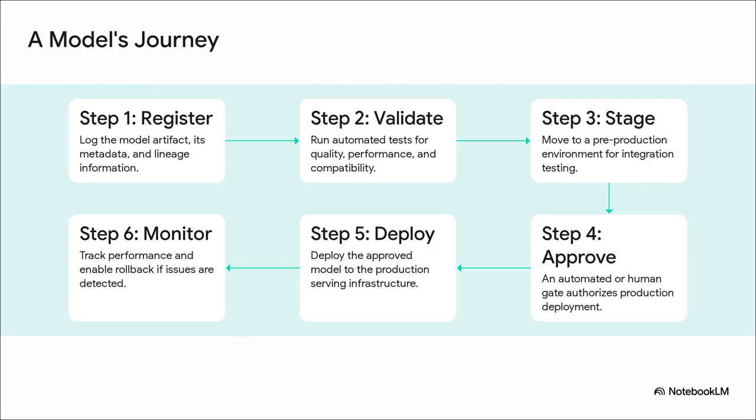Then it hits validation. This is your automated quality check, catching problems early. If it passes, it moves to staging for more intense, real-world testing. Only after getting through an approval gate, that final green light, does it finally move into production. And this last part is absolutely critical. It's constantly monitored, and you have the power to instantly roll it back to an older version if anything goes wrong. It's all about ensuring quality and reliability.